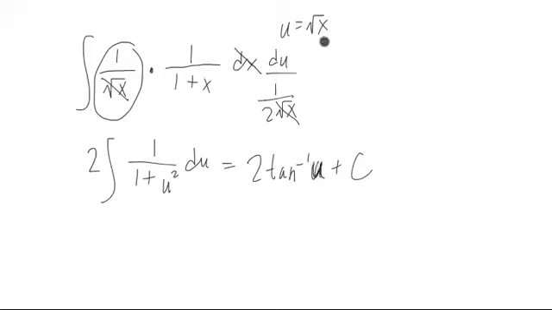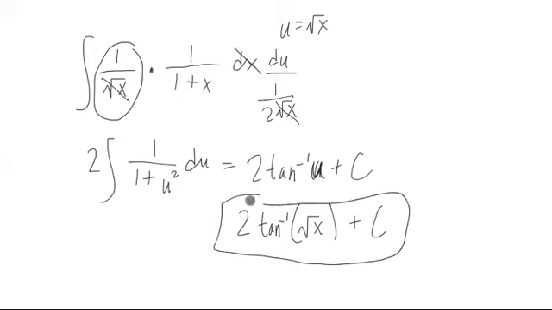And so then we can replace u with what it is, the square root of x. So we have successfully taken the indefinite integral of where we started using u substitution and ended up getting this.